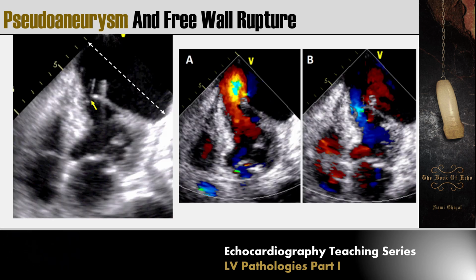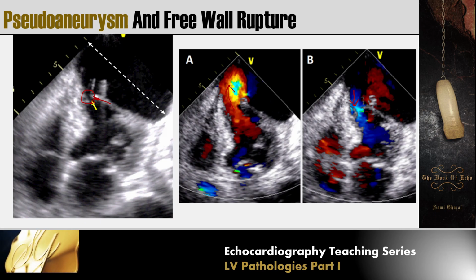So here you can see the small neck, the shelf-like structure in the neck. There is red flow and there is a blue flow. So to-and-fro flow between the LV and the bulging, or the pseudoaneurysm.